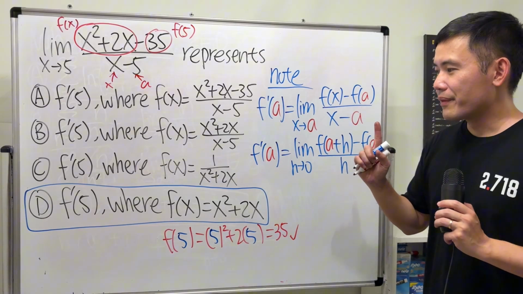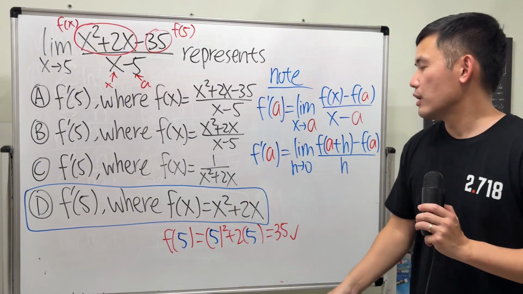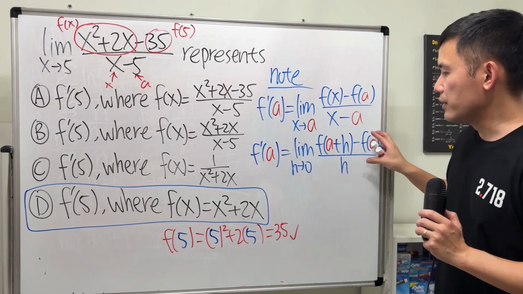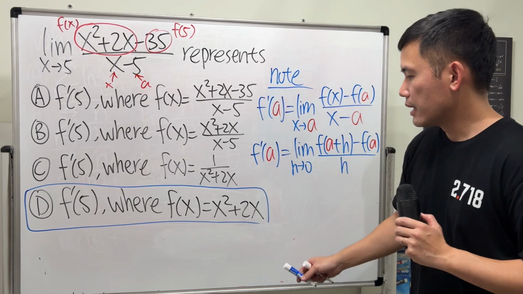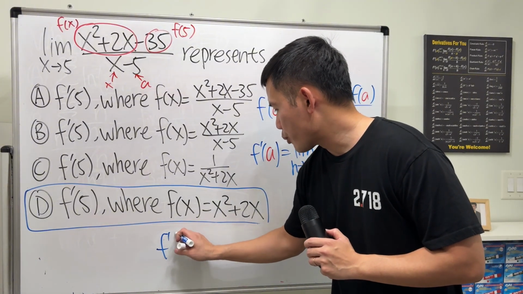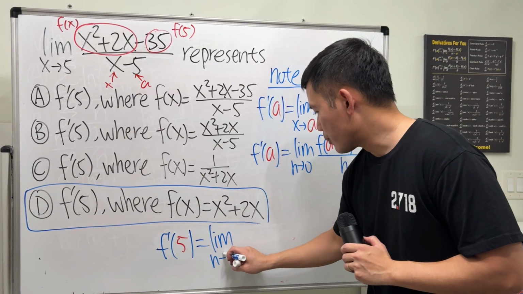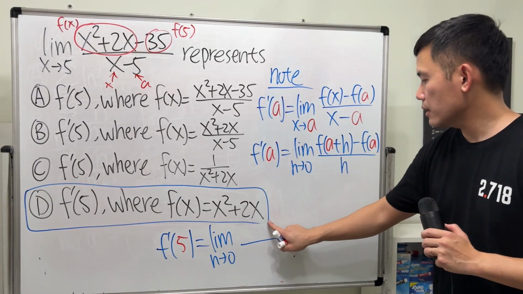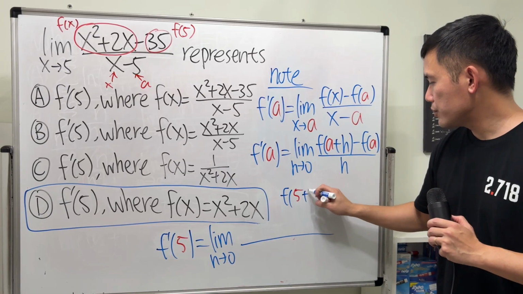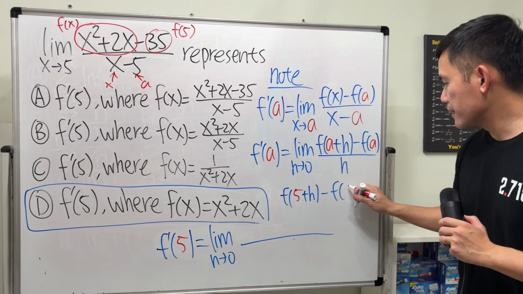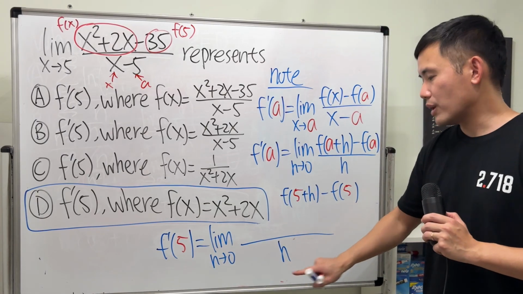Okay, so before we go, because we answered the question already though, let's take a look at what if we were going to use this definition to write the limit for the derivative of this function at 5. So that would be f prime of 5 equals the limit as h approaching 0. Notice we will have to do what? F of 5 plus h, and then minus f of 5. And over h. That is for sure on the bottom.